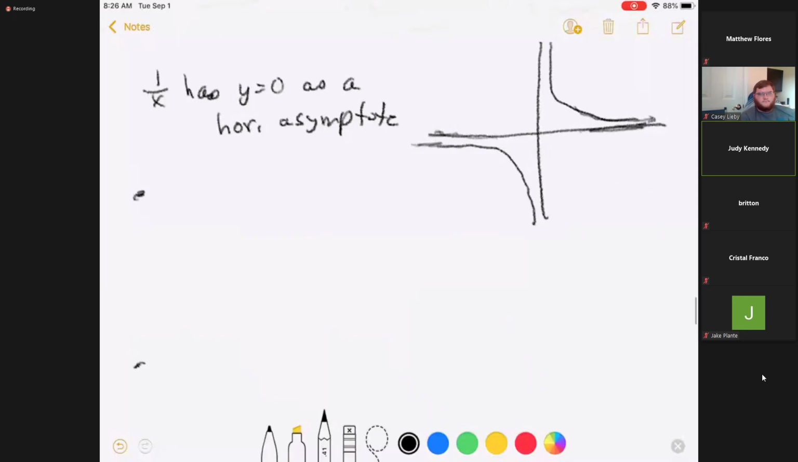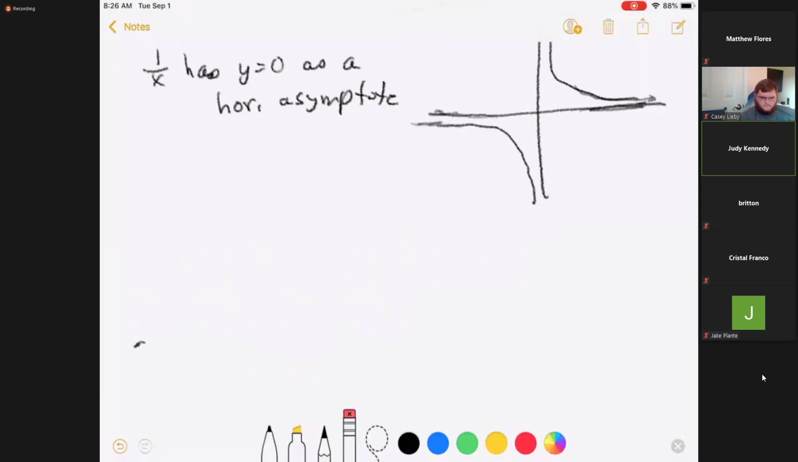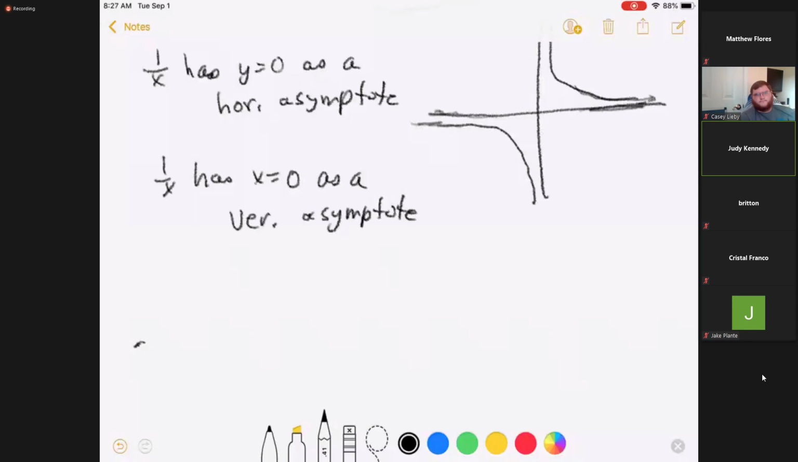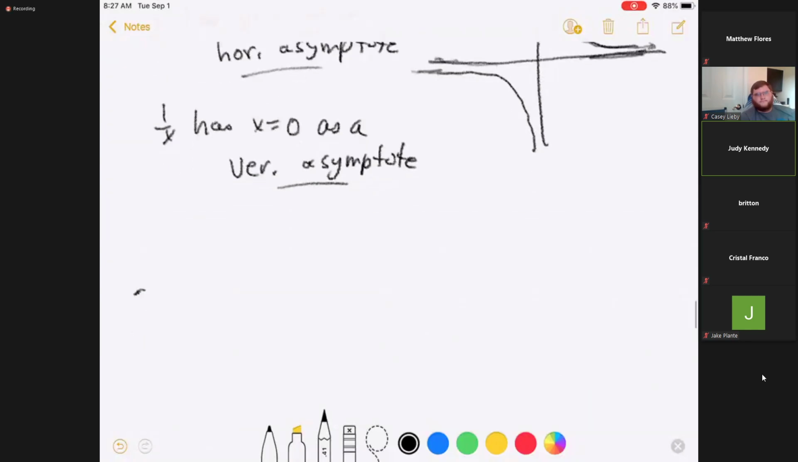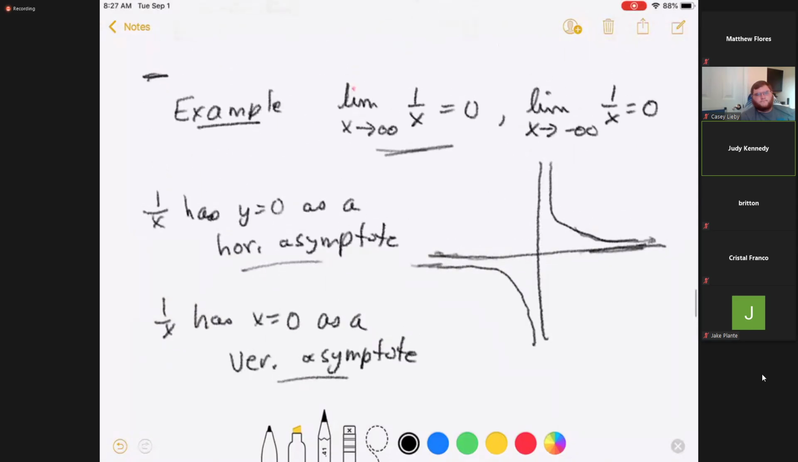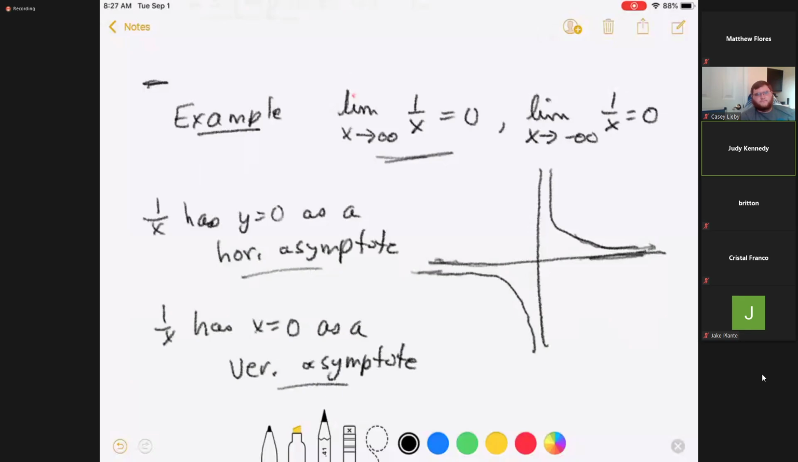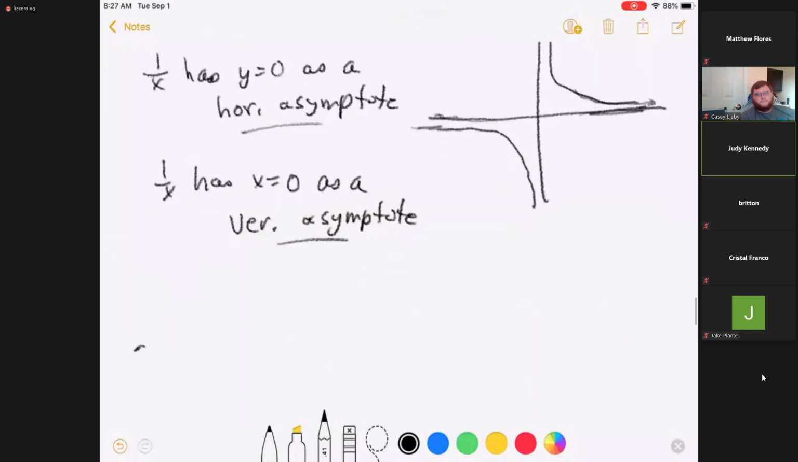And we already noticed that 1 over x has x equal to 0 as a vertical asymptote. So it's got both. Are there any questions so far? Okay, I don't hear anything, so I'll assume no.